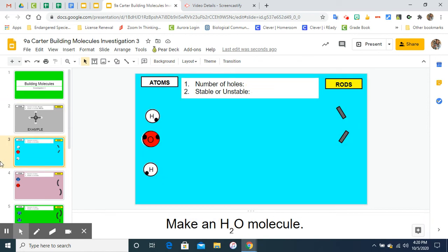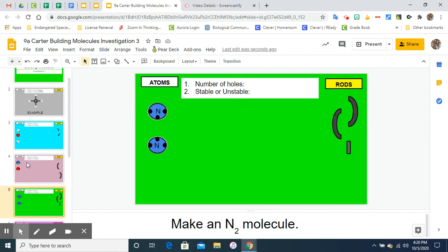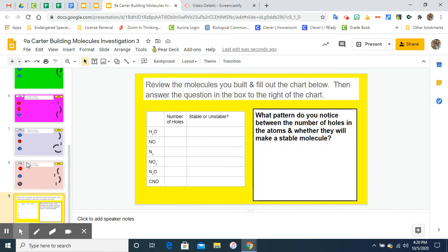It's telling you to build or make an H2O molecule, but first you'd need to count up the number of holes, then you build it, then you record whether it's stable or unstable up top. Once you finish all of your molecules, you will notice that there is a question and a chart that you need to fill in on the very last slide.